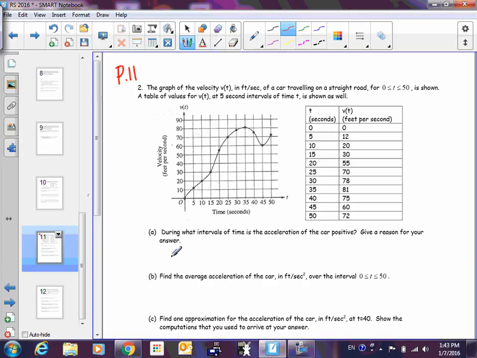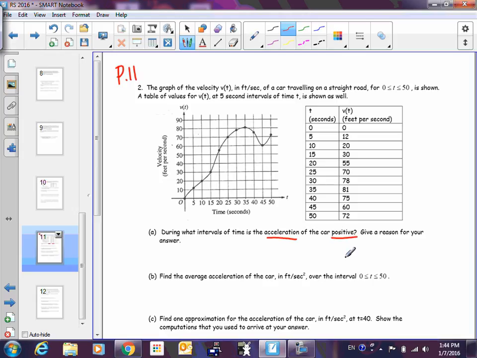Okay, so some of these questions are going to be things that we've already done. Some of it's going to be the new stuff, so you don't really know which is which. You just kind of have to read a question and think what makes sense here. So, during what intervals of time is the acceleration of the car positive? So what do you think?